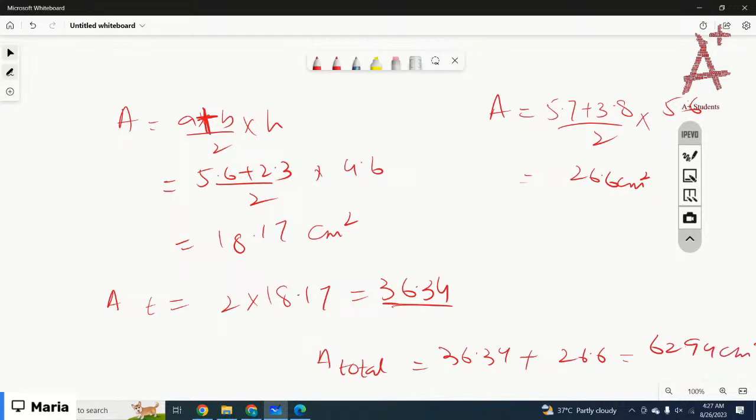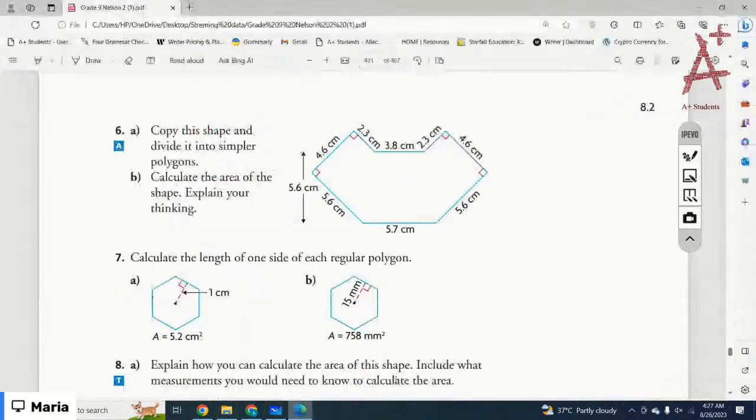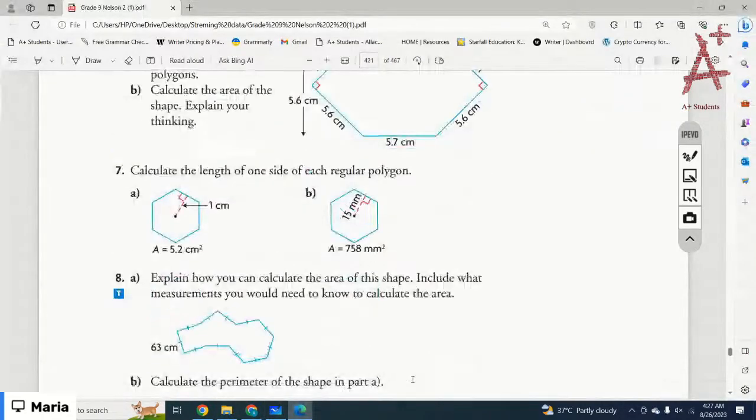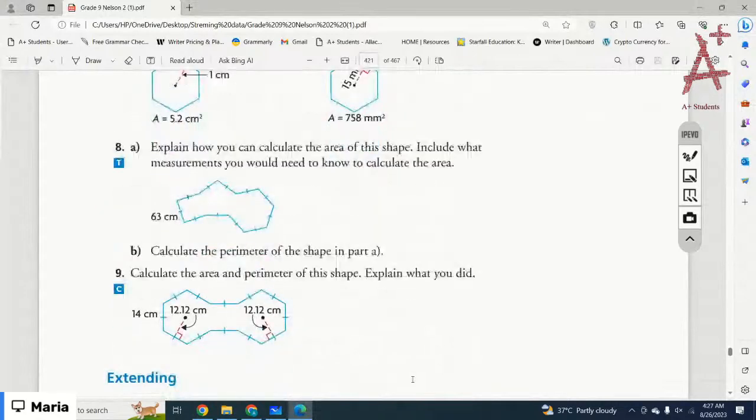So the basic concept is, whenever you have a complex figure, you can divide the figure into simpler portions, solve the simpler figures, and then add up all the areas, right? Okay, you can do question number 6 by yourself.